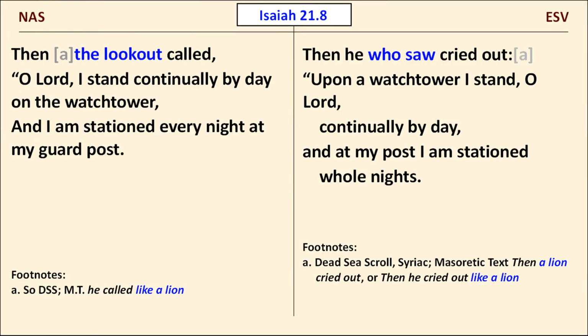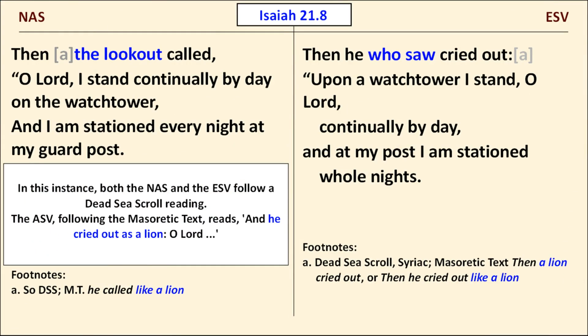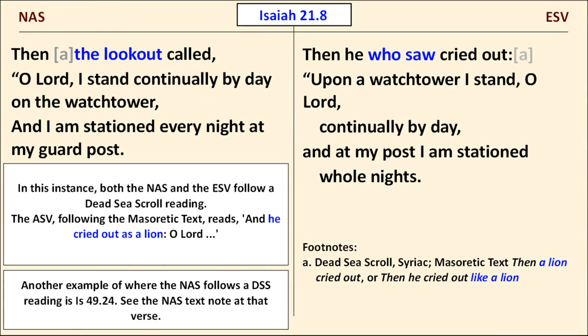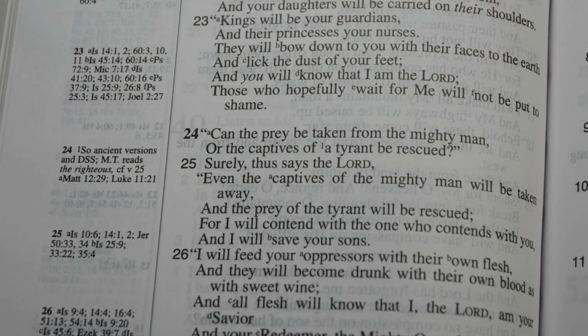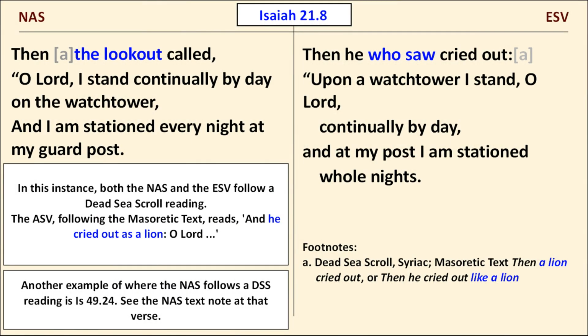Here in Isaiah chapter 21 verse 8, the words in blue are just two different ways of saying the same thing. Both the NAS and the ESV are translating a Dead Sea Scroll reading, as their footnotes indicate. The NAS departs from its parent, the ASV, which translated the Masoretic text, he cried as a lion. Another example of where the NAS follows a Dead Sea Scroll reading is in Isaiah 49:24.